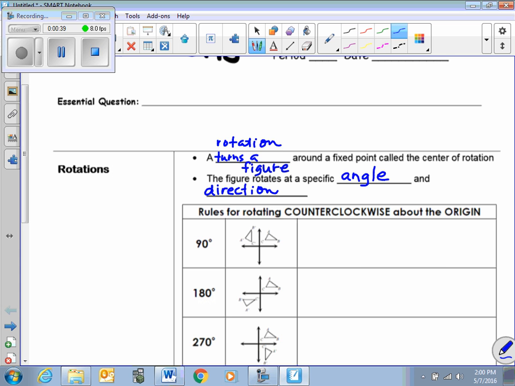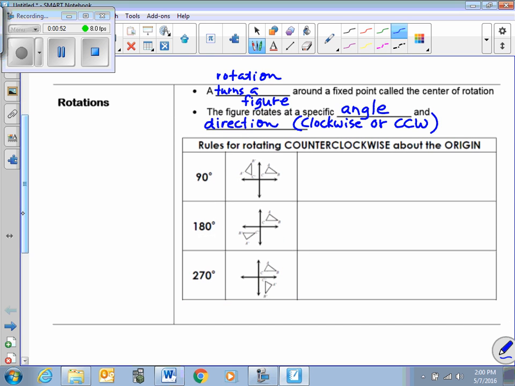And the directions will be either clockwise or counterclockwise, and I'm going to abbreviate that with CCW, counterclockwise. And what we have to do is just remember where our image maps to depending on what the degree of the angle is and the direction of the rotation. So I'm going to fill these in for you now. If I have a 90-degree counterclockwise rotation, (x, y) is going to map to (negative y, x).